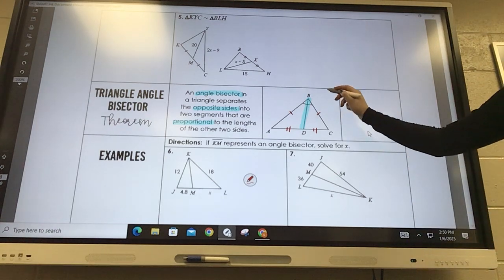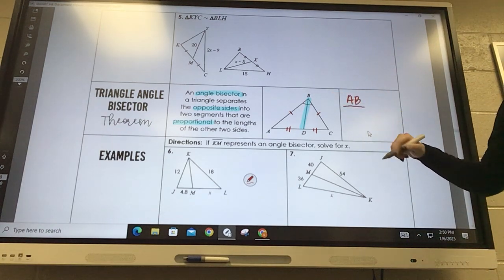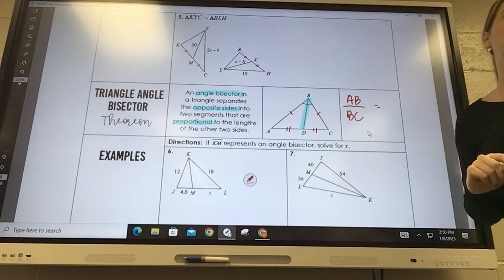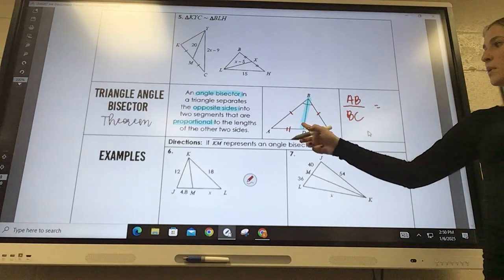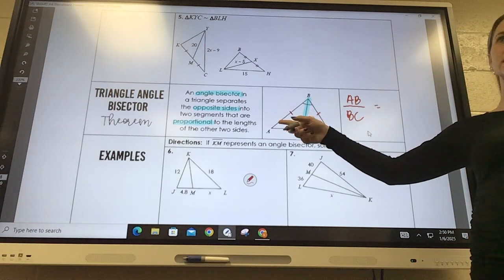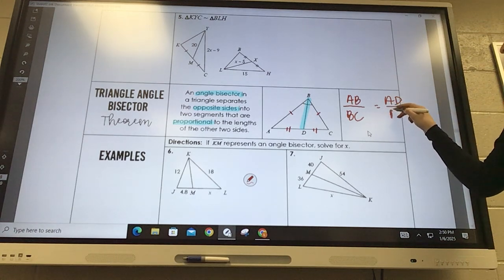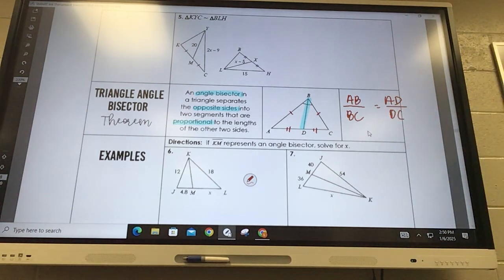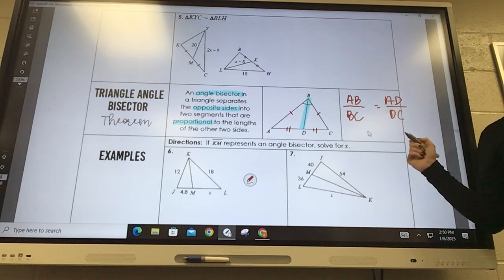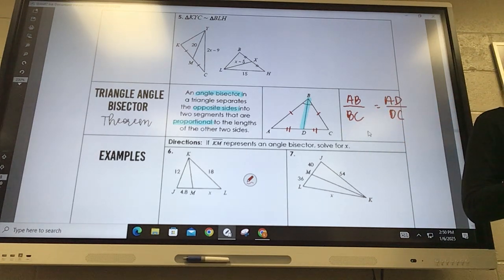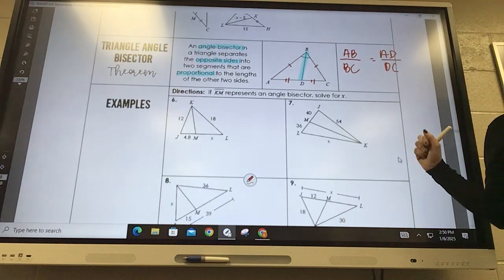So what I want to use is AB, the long part, is proportional to BC, the long part. And then if I use my base pieces, since I did AB first, that's the left side of the triangle, I'm going to do AD first, since that's the left side of the triangle, over DC. Like I said, proportions are flexible, so there are other ways you can set them up and get the same answers. As we go through these examples, if you do your proportion differently, as long as when you cross multiply you get the same first equation, you're good.